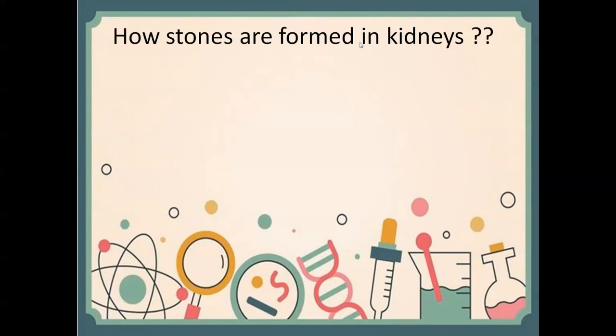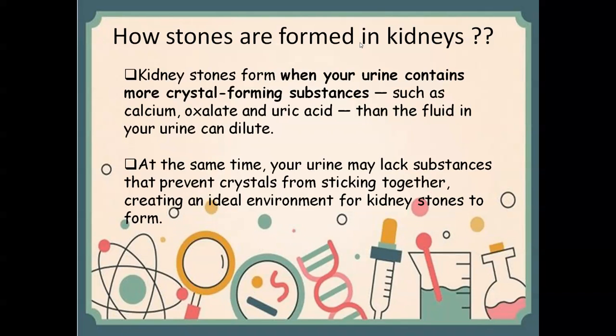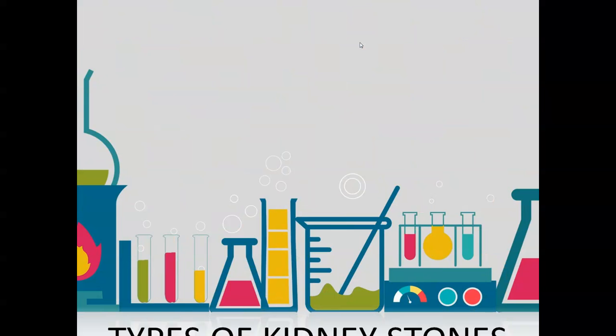How are stones formed in kidneys? According to me, I have written some points and researched some. I have made two short points on how stones are made in kidneys. Let's read them. Kidney stones form when your urine contains more crystal-forming substances such as calcium, oxalate, and uric acid than the fluid in your urine can dilute. At the same time, your urine may lack substances that prevent crystals from sticking together, creating an ideal environment for kidney stones to form.